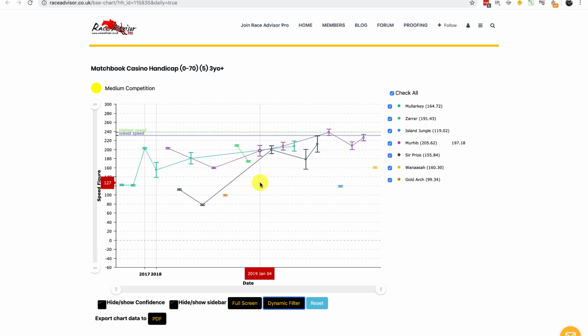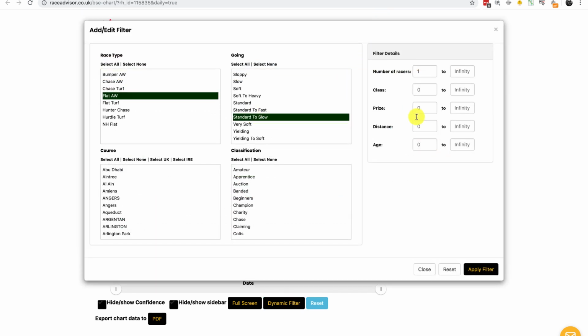And now 1 mile 3 furlongs. We can add a distance in here. Now this distance is currently in yards. And the reason for that is because yards is the smallest denomination of distance in racing. We have miles, furlongs and yards.